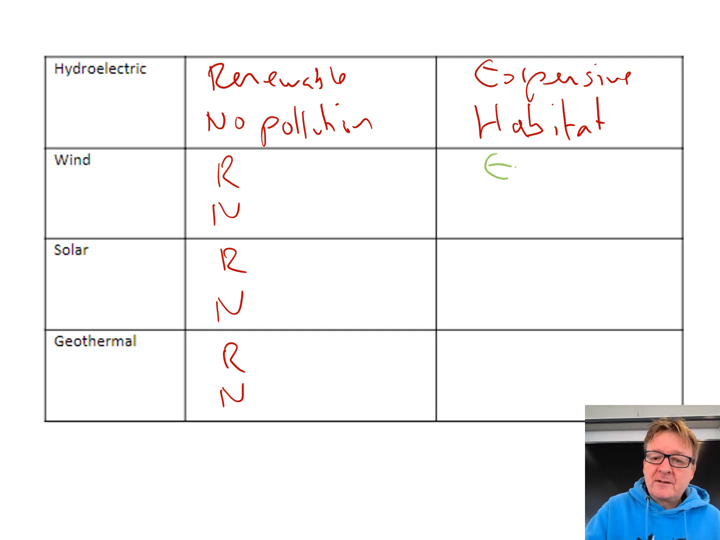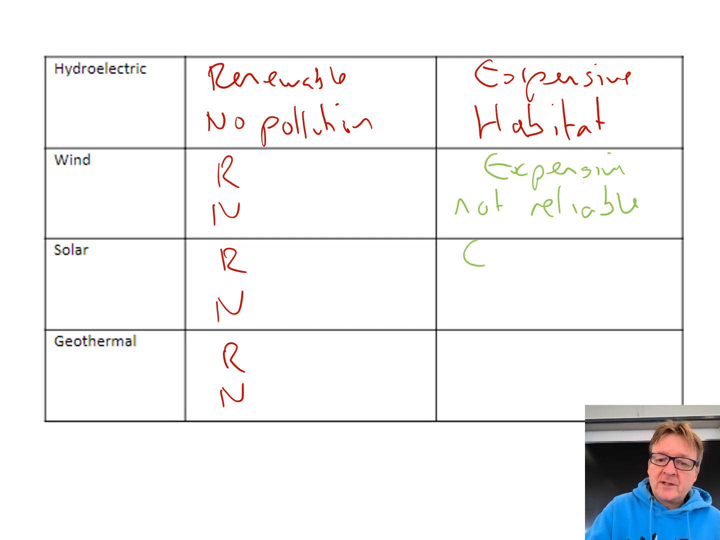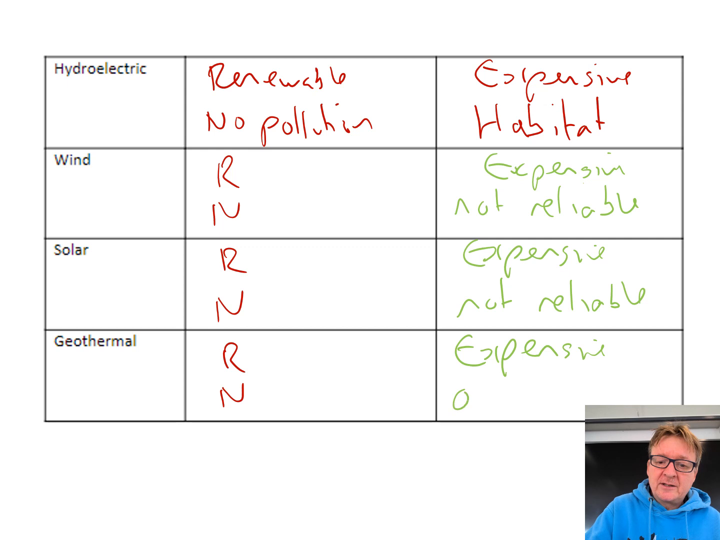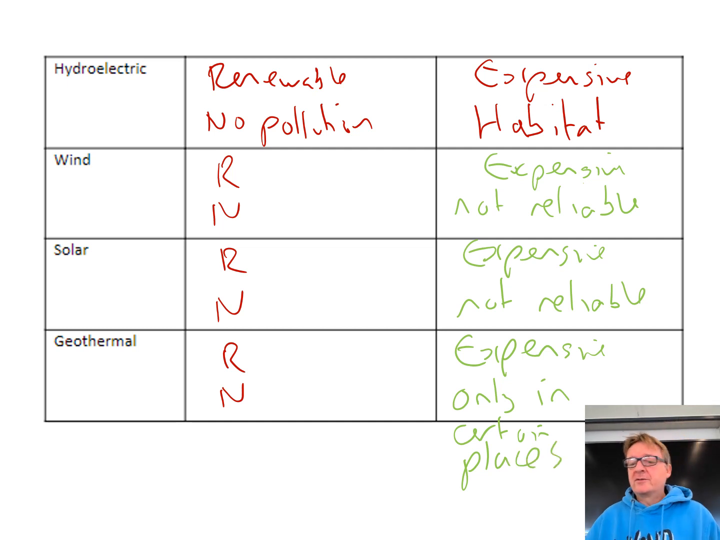Wind is again expensive to set up in the first place, and it is also not reliable. It's either windy or it's not windy. Solar is expensive, and it's also not reliable. If it goes cloudy, you're not going to make as much. Nighttime, you're not going to make as much. And then geothermal is expensive, and it is only in certain places. Places like New Zealand and Iceland are good, but very few other places in the world can use it.